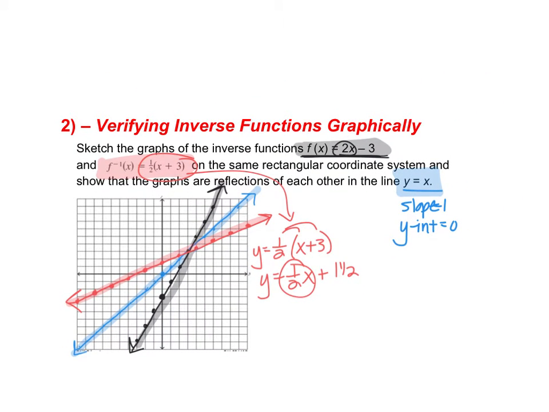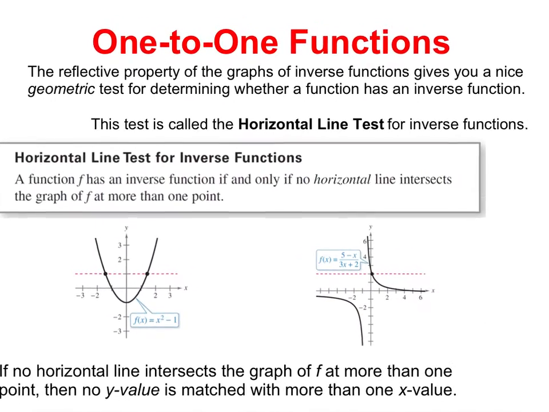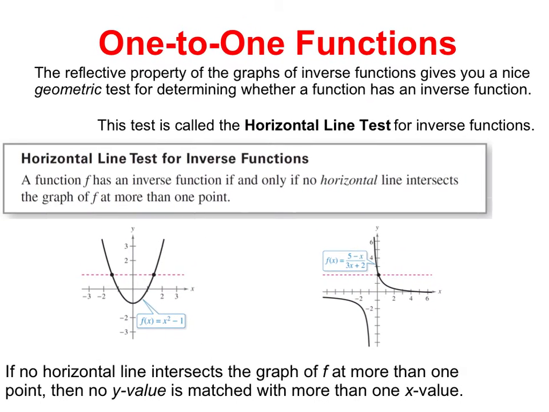Another thing we can use to graph to just tell if an inverse exists is called the horizontal line test. It's kind of the opposite of the vertical line test. The vertical line test tells us if a function exists. The horizontal line test tells us if its inverse would exist. And if there is an inverse, it's called one-to-one. It is a one-to-one function: one input, one output in both directions.